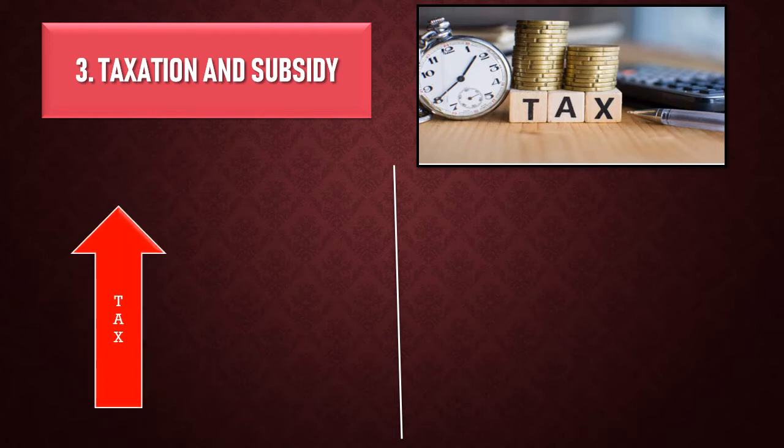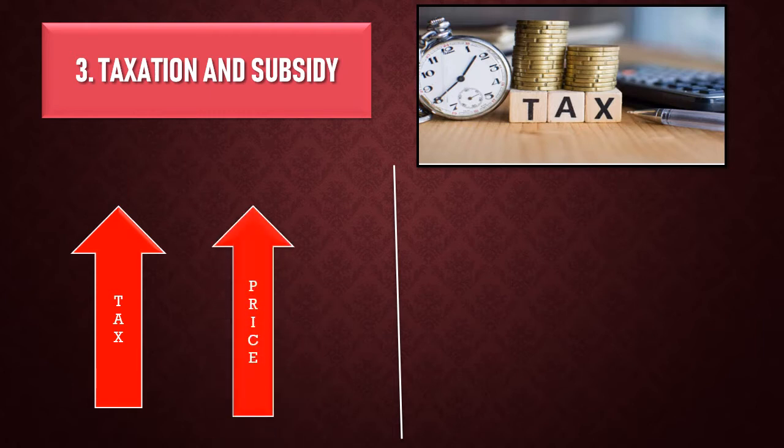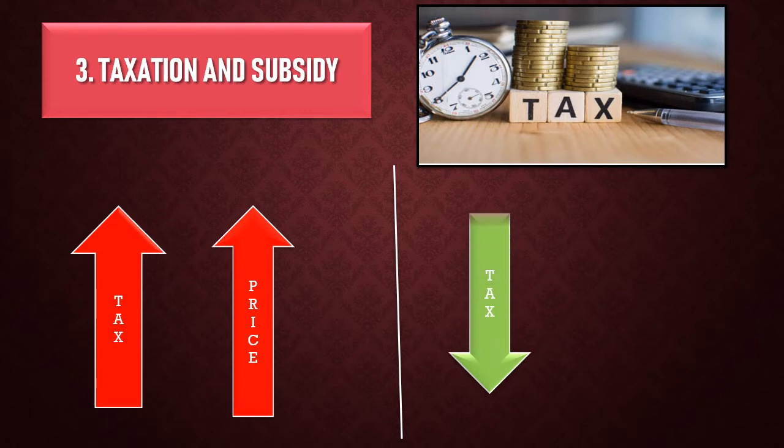If the tax rate is increasing, then obviously the demand for that particular good will also decrease, and if there is an increase in the taxation, it will tend to increase the price of the commodity also. And it's vice versa also. If there is a decrease in the taxation, it will tend to decrease the price of the goods, and it will tend to increase the demand of that particular good.